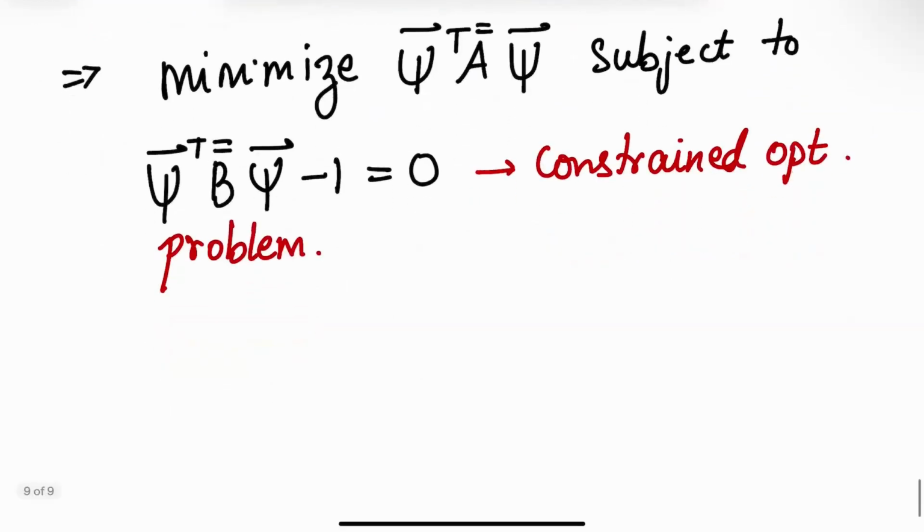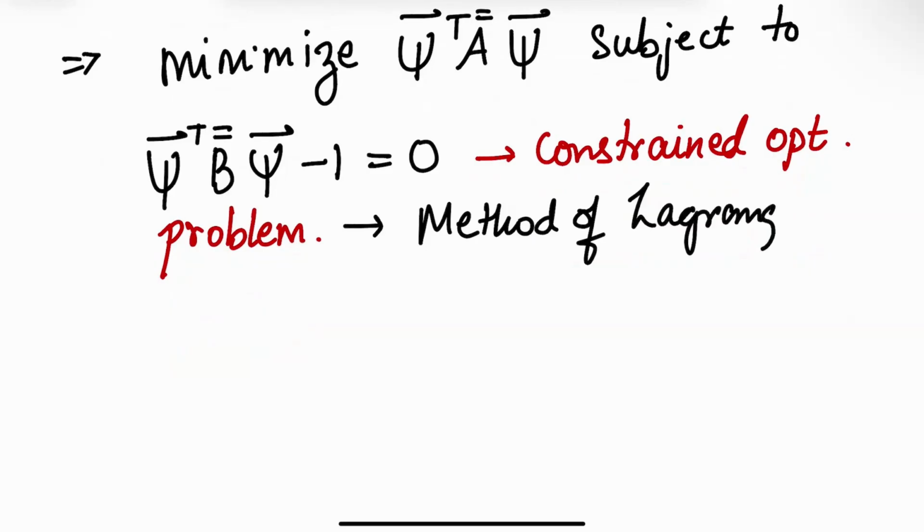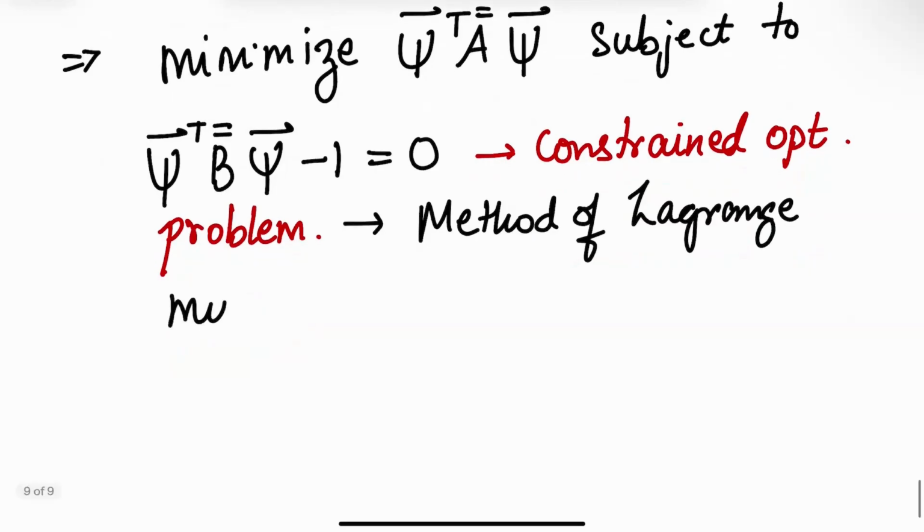Okay, so given that we have a constrained optimization problem, we use something called the method of Lagrange multipliers. I'm not going to explain this technique. I'll leave a couple of links in the description on what this is. Essentially, the method of Lagrange multipliers is a technique to solve a constrained optimization problem.